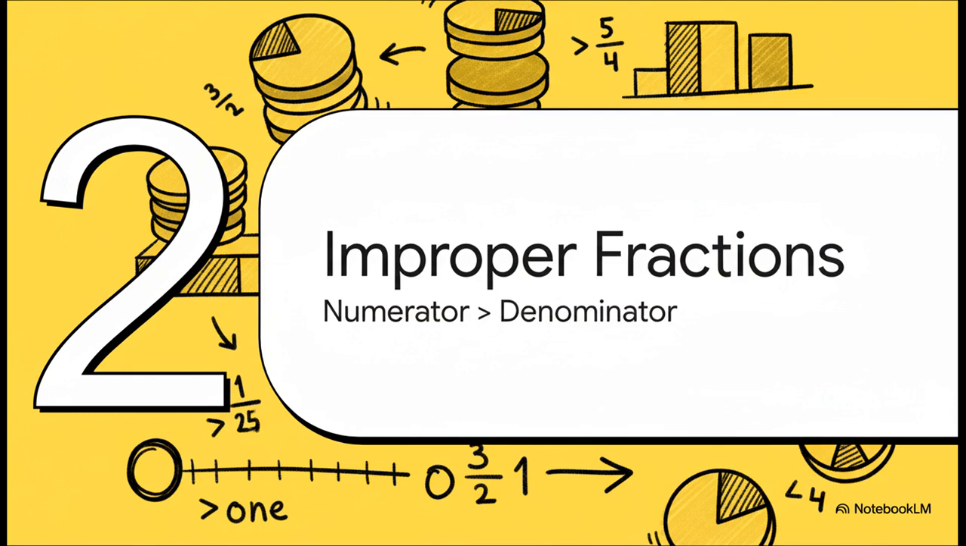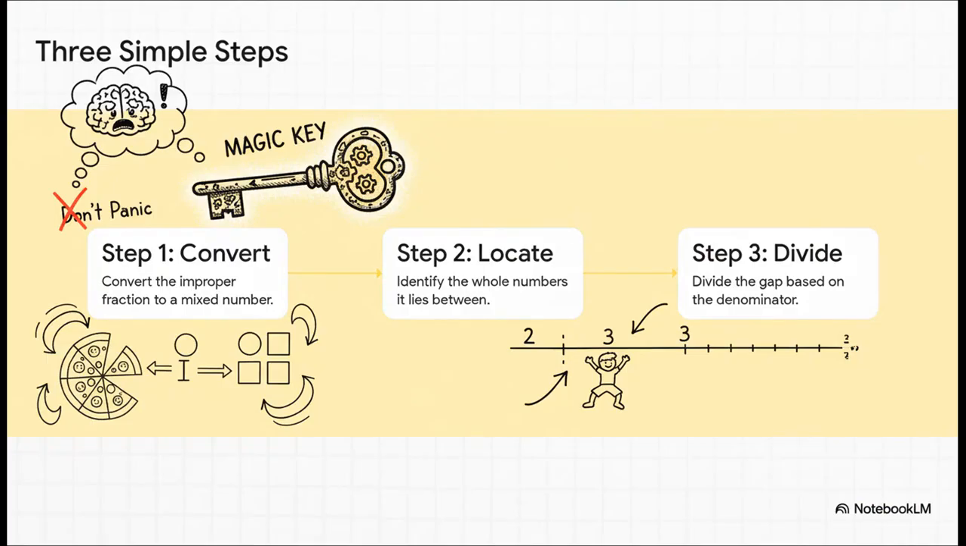This is what happens when that top number, the numerator, is bigger than the bottom number. That's a huge clue that our number is going to be bigger than 1. Now, don't let these scare you. There's a super simple 3-step process. First, and this is the most important step, convert it to a mixed number. That's your golden ticket. That mixed number will immediately tell you which 2 whole numbers your fraction lives between. From there, it's easy. You just divide up that little gap based on the denominator, just like we did before.